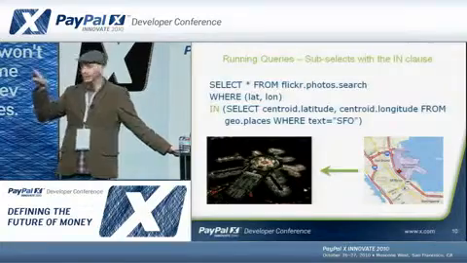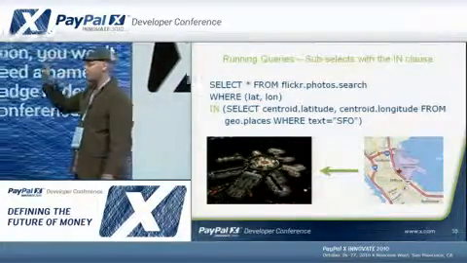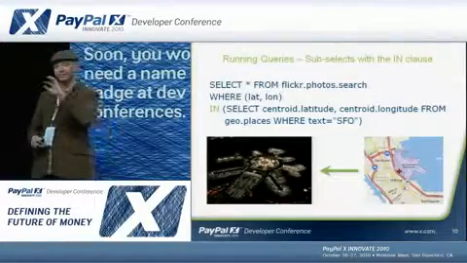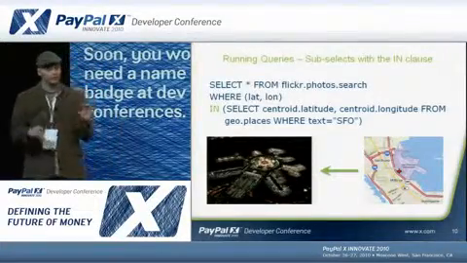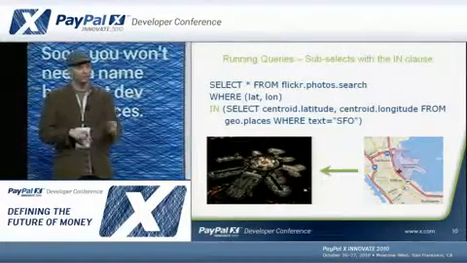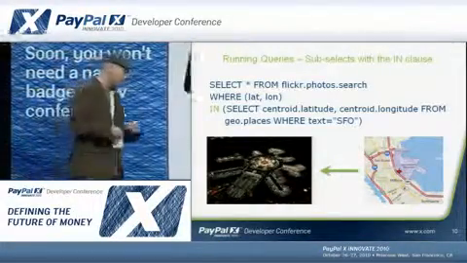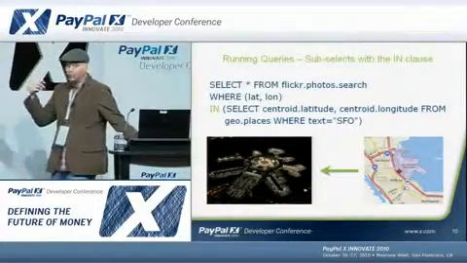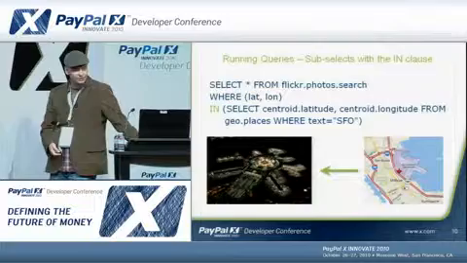From that, I can use the in clause to specify a subselect. So from my Flickr photo search, I can search for all Flickr photos, all geotagged Flickr photos, mind you, where the latitude and longitude is located in our previous query. So that means we can extend the functionality of the Flickr photo search to include free-form text locations.